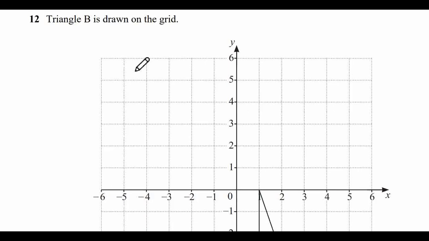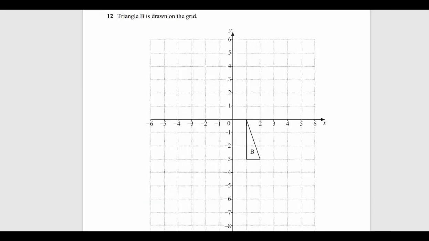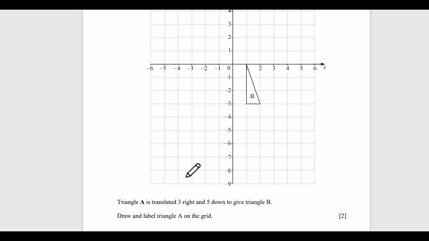12. Triangle B is drawn on the grid. Let me zoom out. Alright. Question. Triangle A is translated 3 right and 5 down to give triangle B. Draw and label triangle A on the grid. So B is the result after 3 right and 5 down. So to get A, we have to reverse this. 5 down is the opposite, 5 up. And 3 right is 3 left. To reverse to get A.